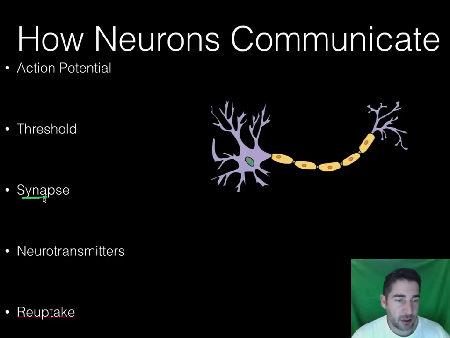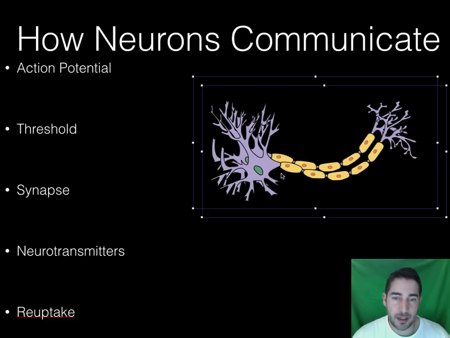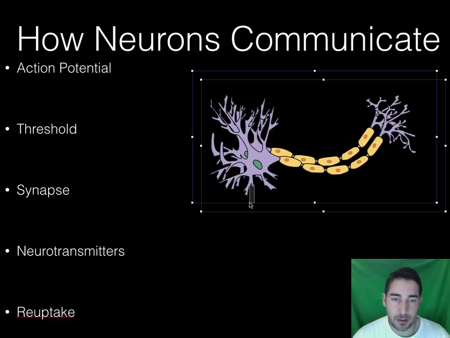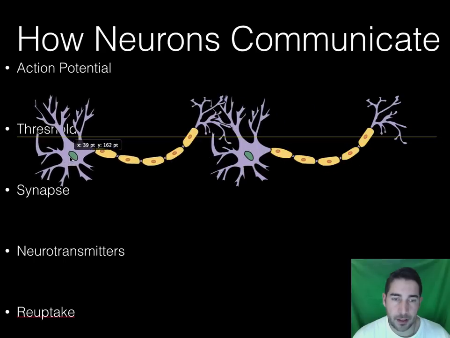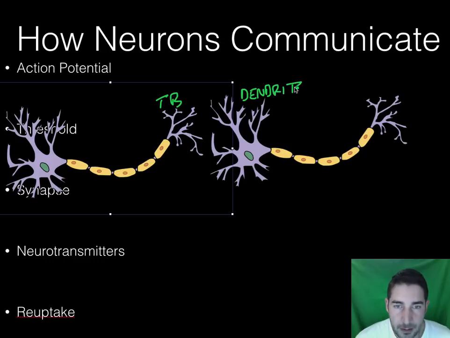Next term is what's called a synapse. Now, in between these, let's see if I can move this. Not just one of them, come on. There we go. So we've got two of these now. This is how the neurons look. And this little area right here, this little gap between the terminal branches, remember this is this area right here. So this is the terminal branches on this side, and this is the dendrites on this side.